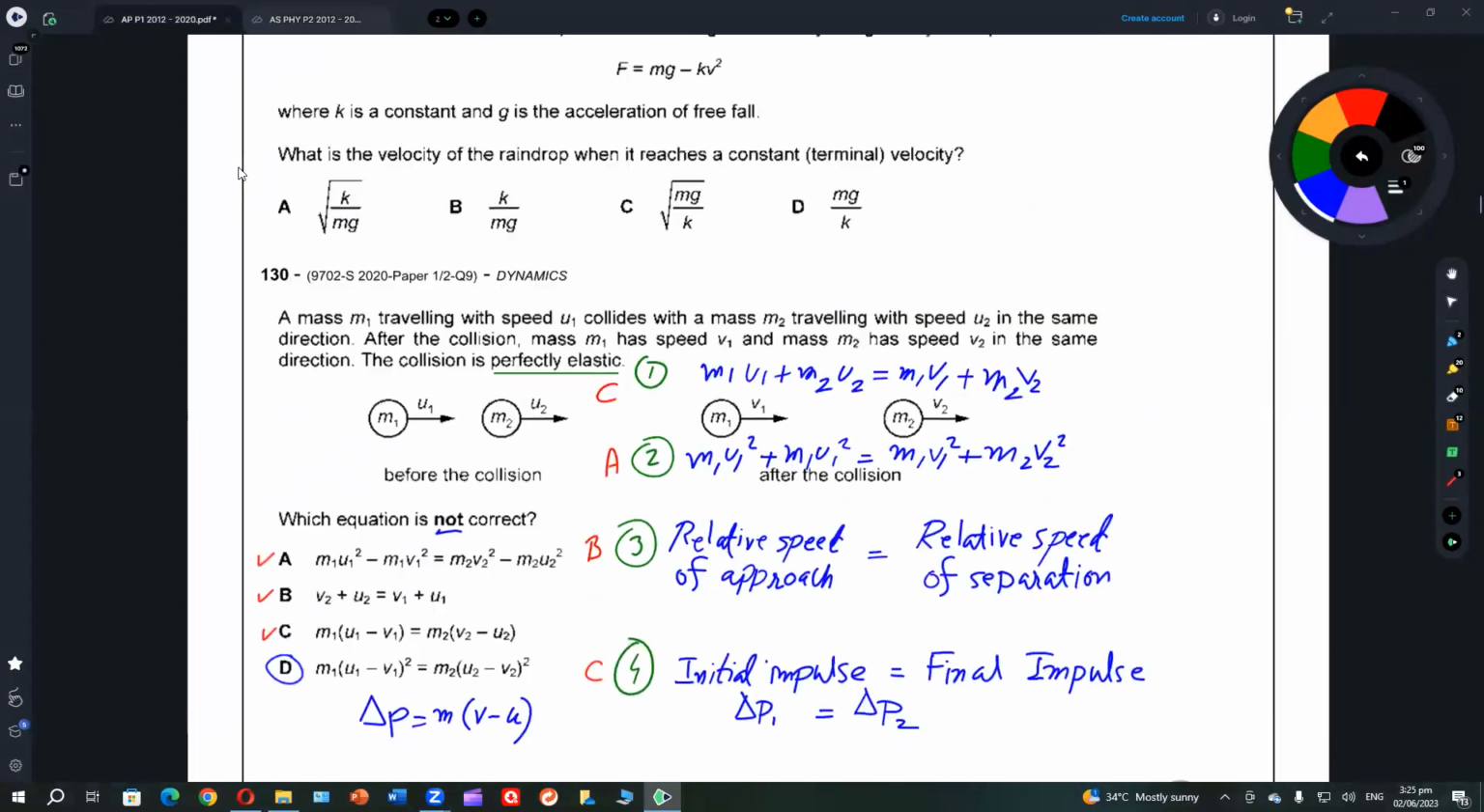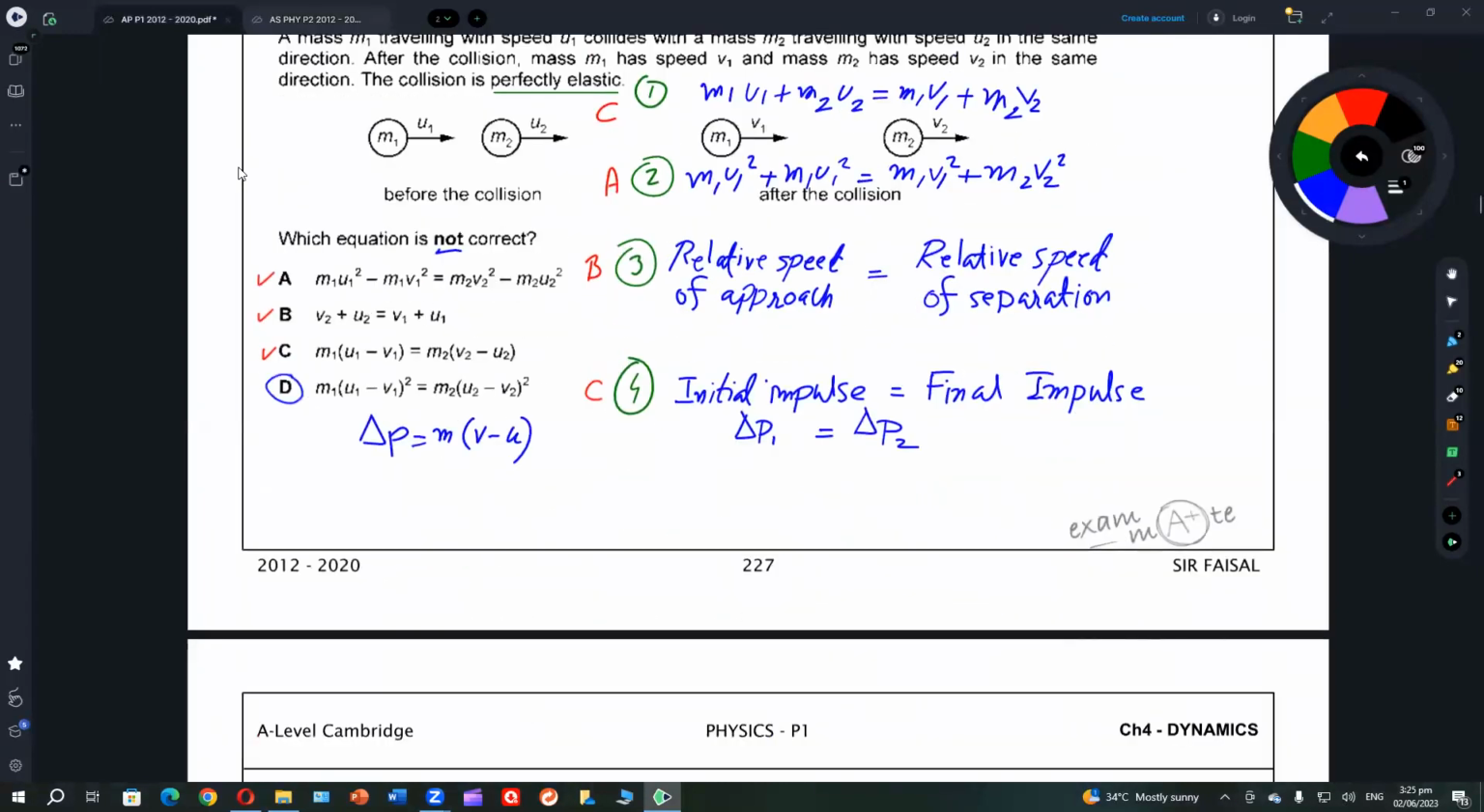Isn't D also correct? But how do you justify the whole square? The whole square cannot come from any of the formulas shown above. Individually they can be squared. So B is also being justified because v2 plus u2, those are like the final and initial. But how do you get a whole square? Know about the B equation. v2 plus u2, yes, that one. That's coming from relative speed of approach is equal to relative speed of separation.